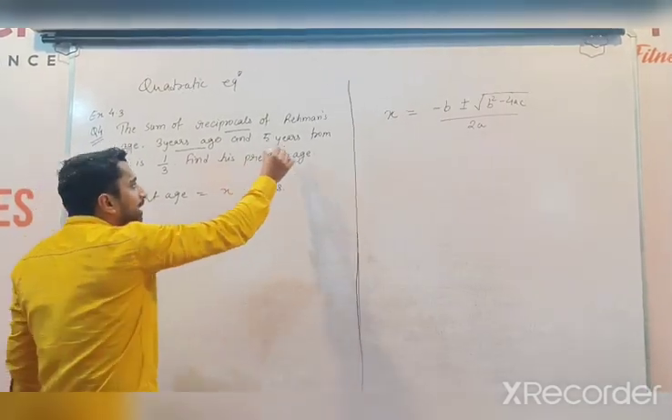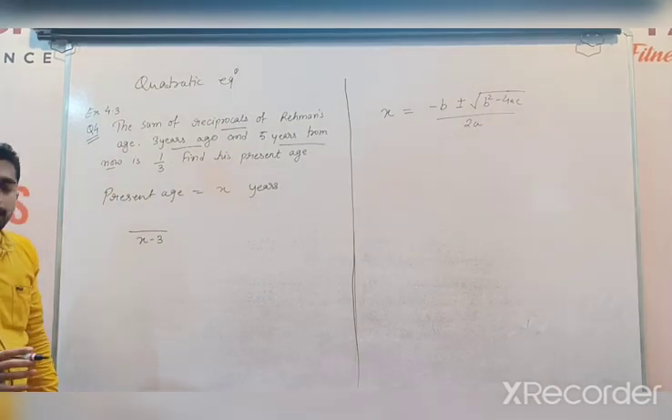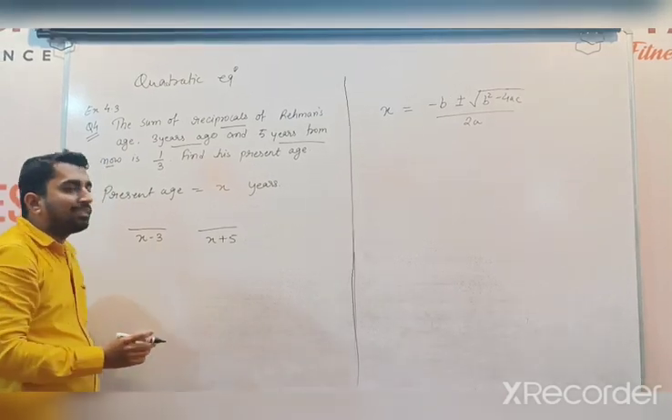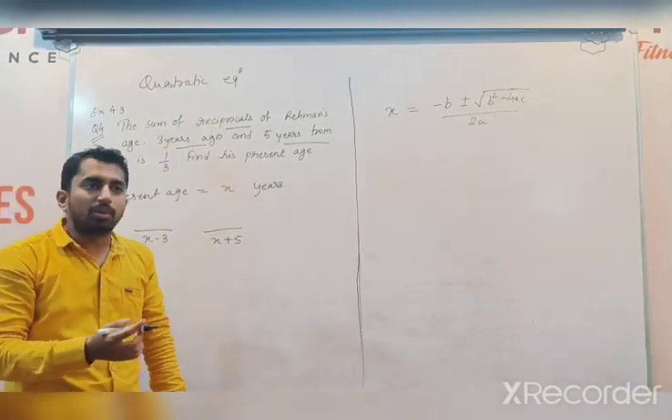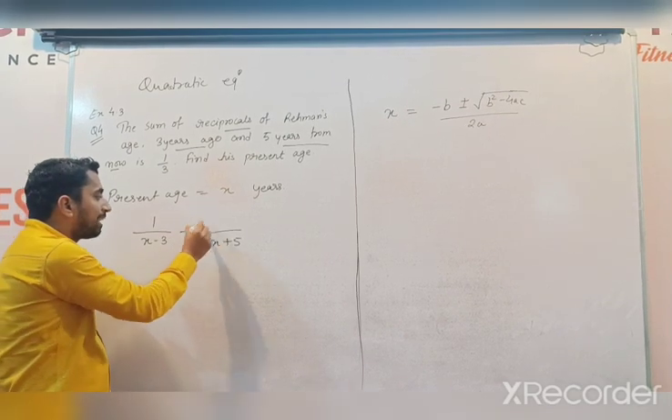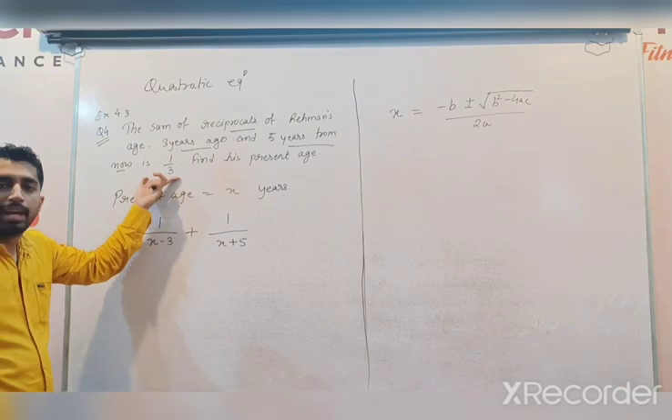Also 5 years from now, 5 years from now means x plus 5. So here you are going to take x plus 5, and as it is talking about the reciprocal, so you will be writing 1 upon x minus 3 plus 1 upon x plus 5, and the sum is equal to 1 by 3.